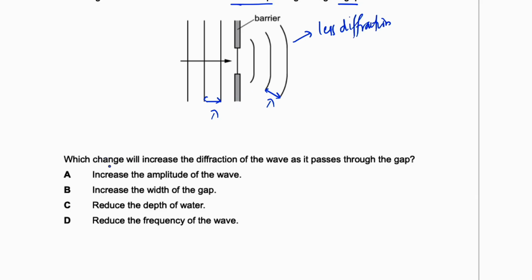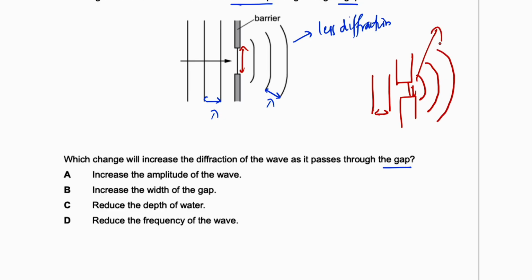Okay, which change will increase the diffraction of the wave as it passes through the gap? As you can see, lambda is there, and the gap width is much bigger, slightly bigger. If you make it equal, then it spreads out. If the wavelength and the gap size are approximately the same, this distance and this distance approximately the same, then you will have a much larger diffraction.